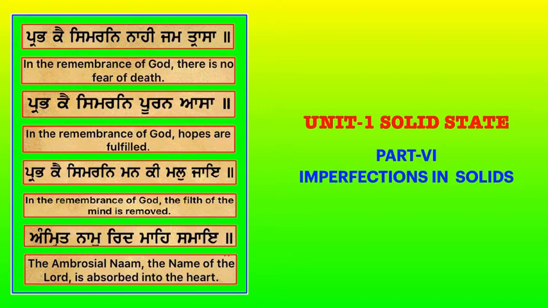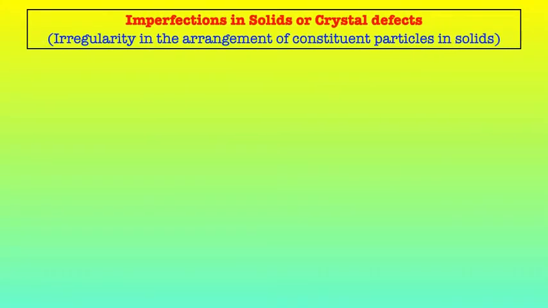Solid State, Part 6, Imperfection in Solids by Amrik Singh, PGT Chemistry. Imperfection in crystalline solids, or crystal defects. Irregularity in the arrangement of constituent particles in a solid is called imperfection in solid.